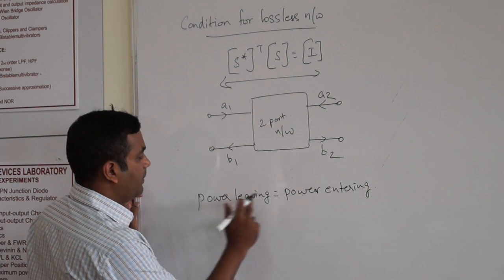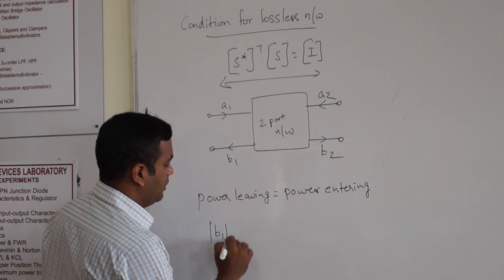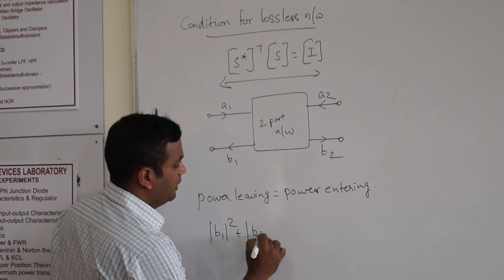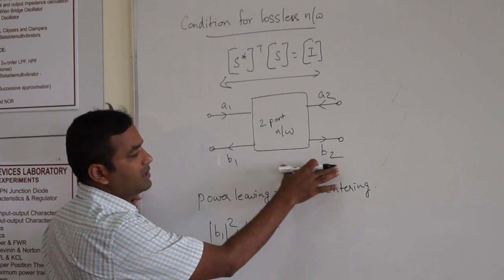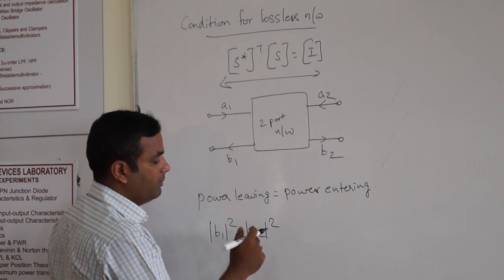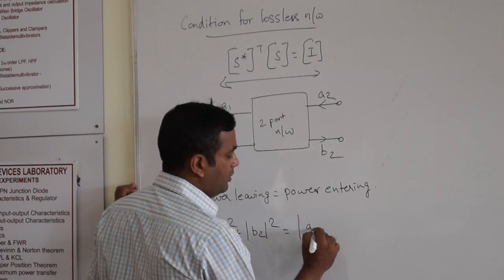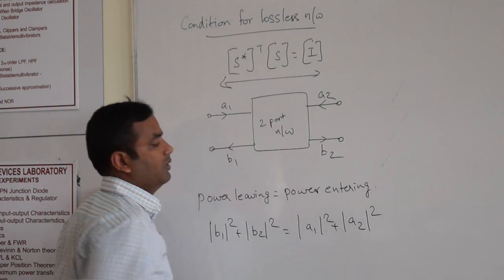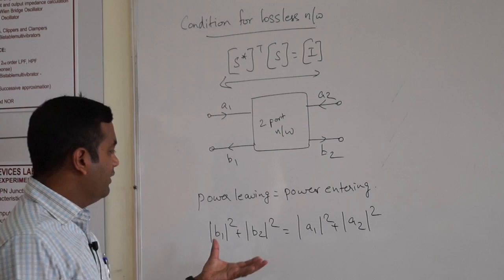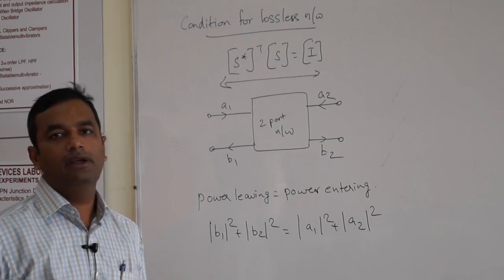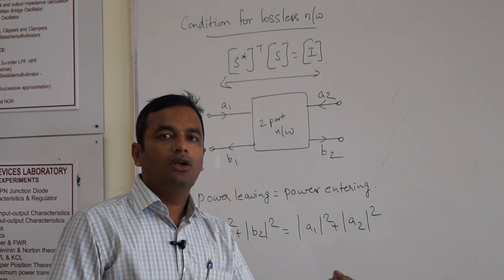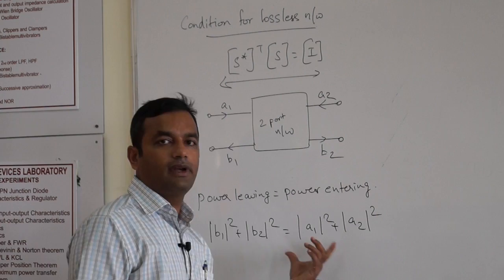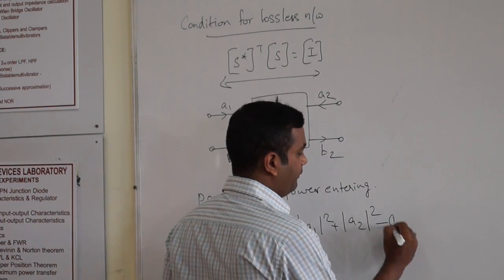So what is the condition? Power leaving will be nothing but B1 squared plus B2 squared. We know that B1 and B2 represent the RMS voltage. So B1 squared plus B2 squared is equal to A1 squared plus A2 squared. If this condition is satisfied, then we call the network a lossless network. Let's go on to prove this condition. Let me call this equation 1.